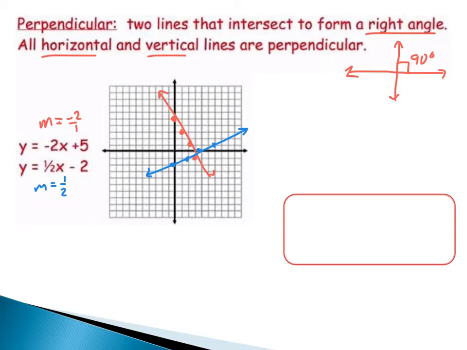Notice how these two lines are not parallel, but they intersect. And it's kind of tough to see, but if you were to draw an angle between those two, you can kind of look, tilt your page a little bit, you can see that it's going to be a 90-degree angle.